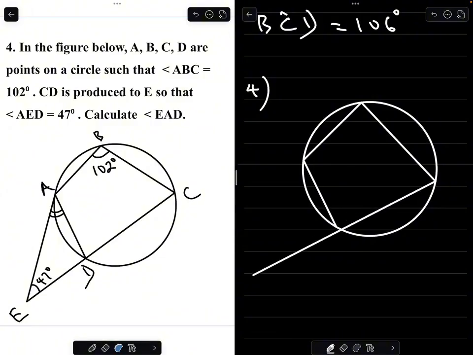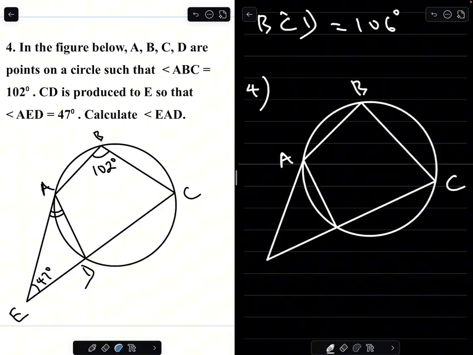And there's a straight line here. Let me draw that well. There's a line here that joins these 2 points. Now this is A, that's B, C, D, and this is E. Now we want to find this angle. This angle is 47 degrees, while this angle is 102 degrees.